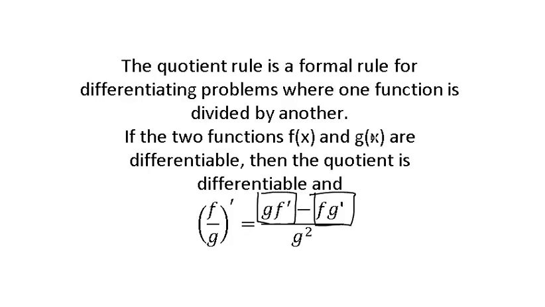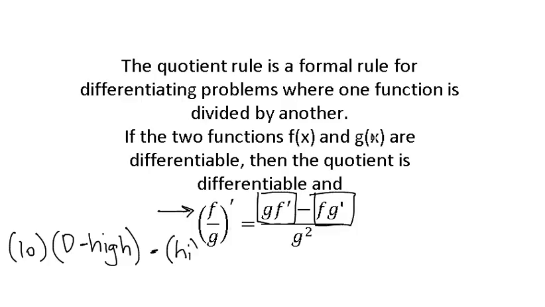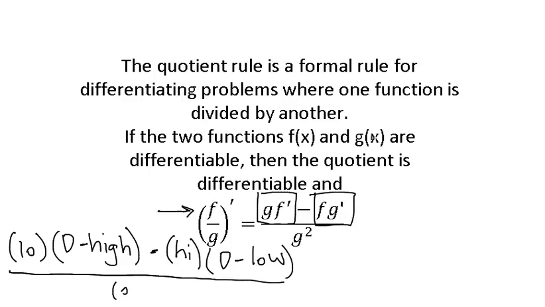And a mnemonic that people like to use to help remember what needs to be differentiated first is low d high. What d high means is you take the derivative of the high, or derivative of f, minus high d low. That's the same thing, except instead of taking the derivative of f of x, you take the derivative of g. And all of that is over low squared. Like I said, that's just a mnemonic that people like to use to help remember what needs to be differentiated first. So now we can move on to a couple of examples.